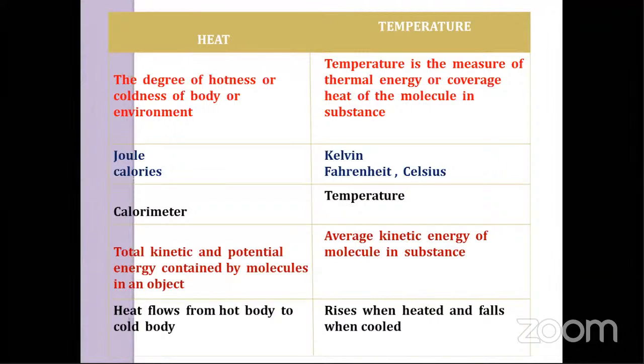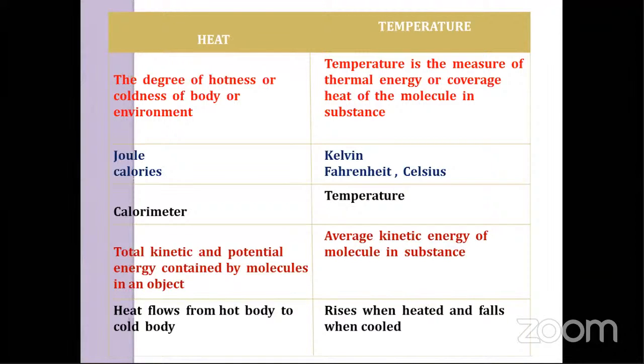Now the energy of heat is given here. In heat, it is the total kinetic and potential energy contained by the molecules in an object. When we give heat to the object, the kinetic and potential energy will change, and the content of the molecules in an object will also change. So the energy of temperature is the average kinetic energy of molecules in a substance. You see here, there is a total kinetic energy in heat, but in temperature, there is an average kinetic energy of molecules in the substance.